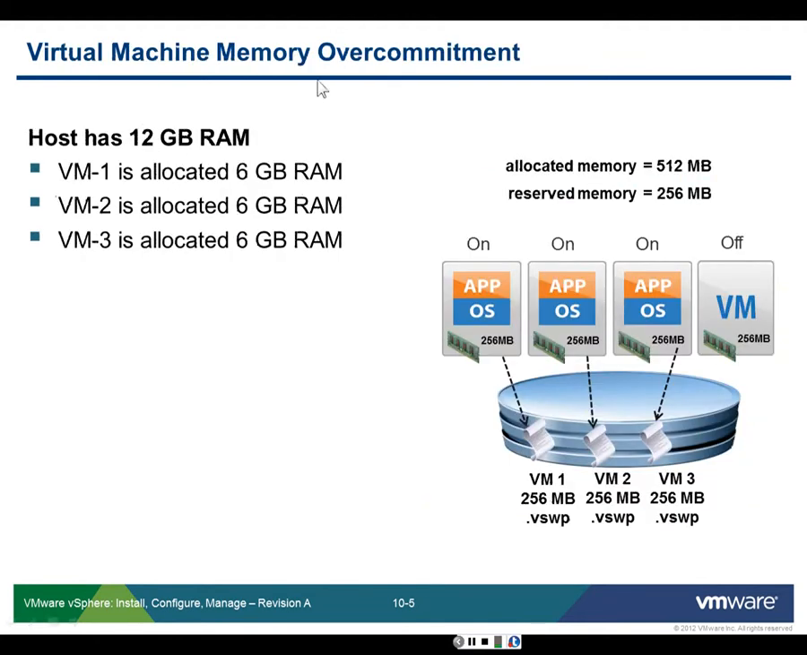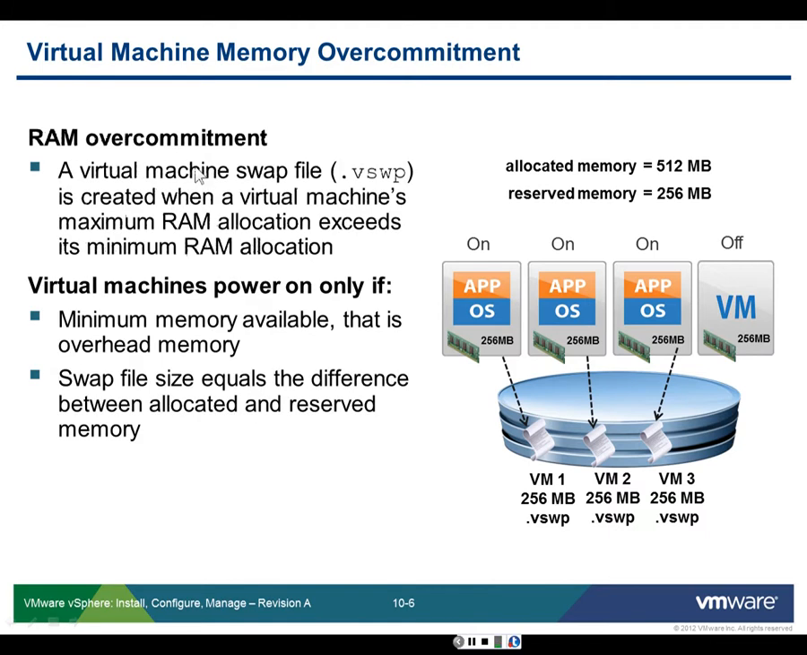Virtual machine memory over commitment. The situation is we have a host which has 12 gig of RAM, but then we've installed 3 virtual machines, and each virtual machine has been allocated 6 gig of RAM. 3 6s are 18. We don't have enough RAM. There's not enough RAM on this machine. This is called virtual machine memory over commitment. If you have more machines than you have RAM, that's called memory over commitment.